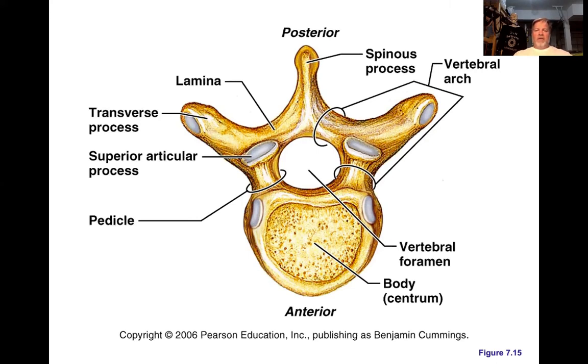You also have articulating processes. These processes down here are where one vertebra rubs up against another. So articular processes occur on all your vertebrae, and you have both superior and inferior. Now you notice on these I've got these other surfaces here. Well, that's because this is a thoracic vertebra, and those are where the ribs rub into the thoracic vertebrae. So we'll come back to those when we start with cervical and work our way down.